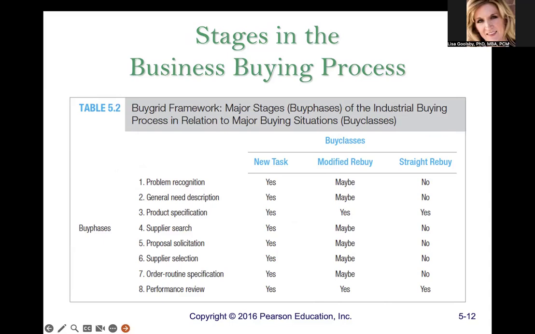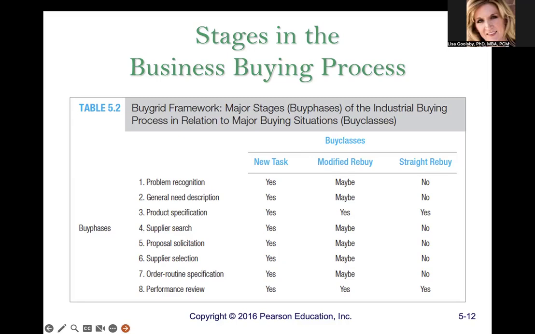So, stages in the business buying process, somewhat similar to what we see in the consumer buying process. You have problem recognition, general need, product description, supplier search. In organizations, oftentimes they have to solicit proposals. So they may pick three or four vendors that all then need to submit a proposal so they can make sure they're comparing and getting the best deal or best supplier for their organization.